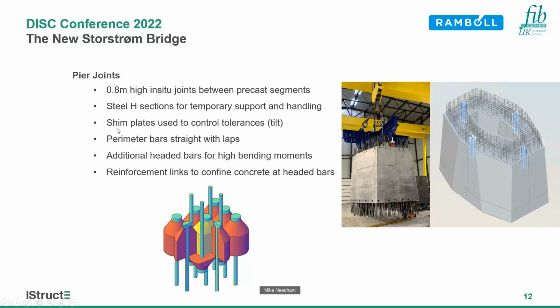There are shim plates put in between those 2 sets of H's when they come together, which are used to control tolerances, primarily tilt. The perimeter bars are straight and they're lapped in the conventional way, but where more capacity is needed, additional headed bars are added, and they're added in the interior of the section, and they are staggered, which is what the diagram at the bottom is trying to show. And because of the stress patterns that develop around headed bars, reinforcement links are needed to confine the concrete in those areas.